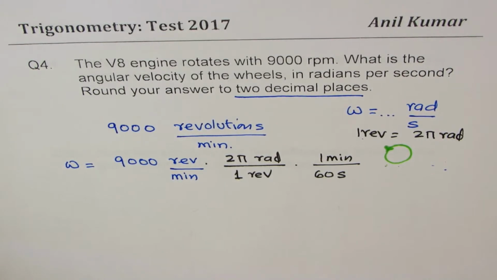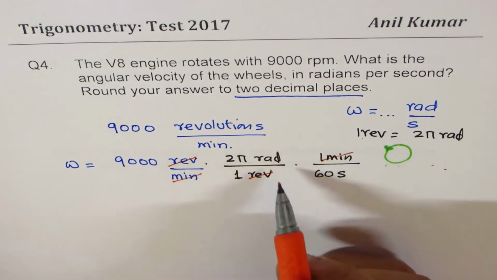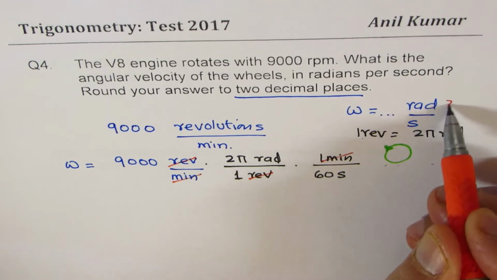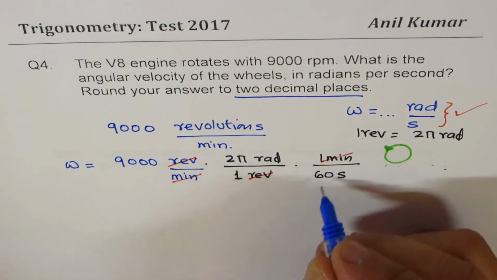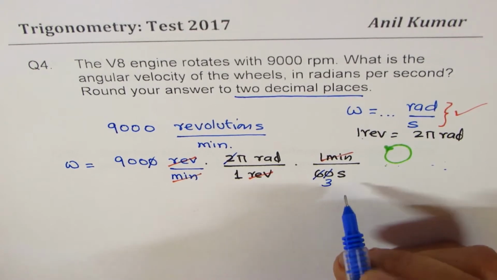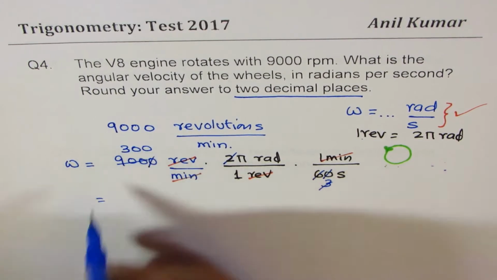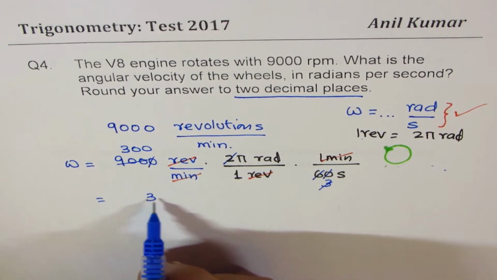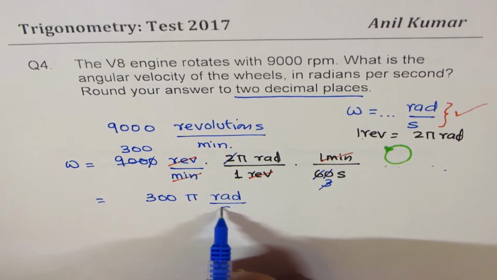So now you see how to convert units. It's basically conversion of units. Revolution cancels, minutes cancel. You are left with radians per second. That is what we want. And since we're talking about 2 decimal places, we don't really have to bother much about it. So we could now calculate this as 300. So it is basically 300 pi radians per second.